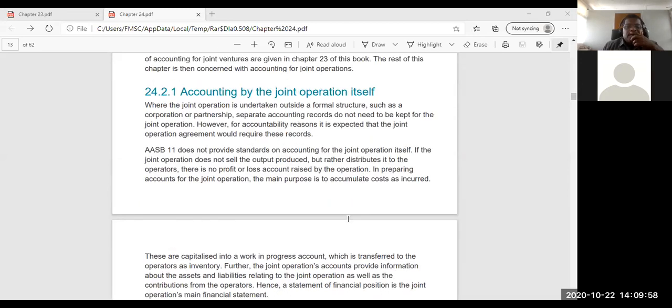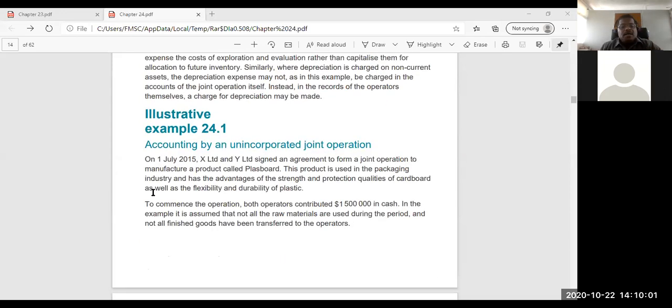2.41 is a little bit involved. Now here: on 1st July 2015, X Limited and Y Limited signed an agreement to form a joint operation to manufacture a product called plasboard. They are producing plasboard. That is the operation. Who are the joint operators? X and Y. This product is used in the packaging industry and has the advantages of strength and protection qualities of cardboard as well as flexibility and durability of plastic. That is the nature of the product.